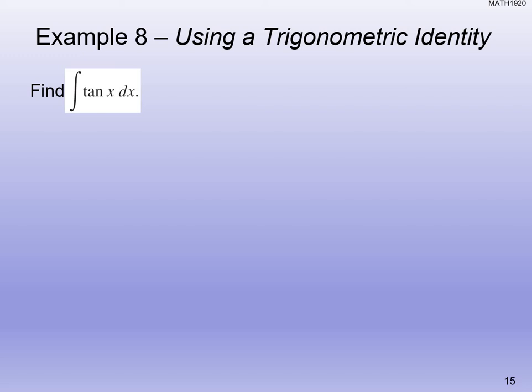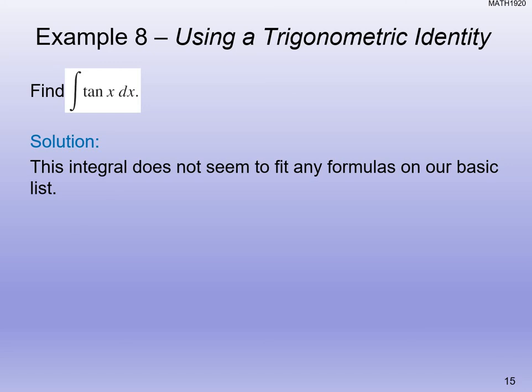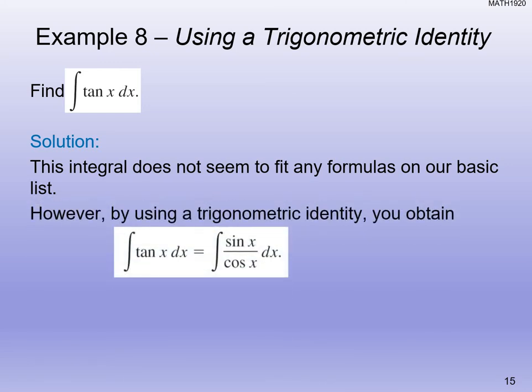One way to derive this: anytime we have a cotangent, tangent, secant, or cosecant, always try to rewrite everything in terms of sines and cosines. Get back to basics. If we rewrite tangent of x in terms of sines and cosines, it becomes the integral of sine of x over cosine of x dx. Now we got something working here. We can use natural logs.